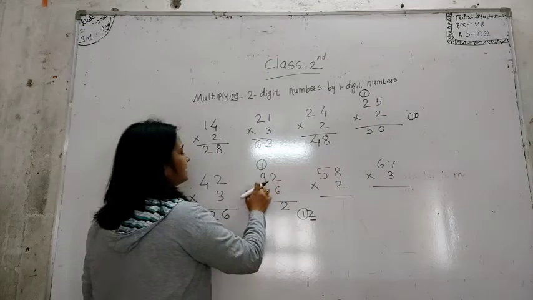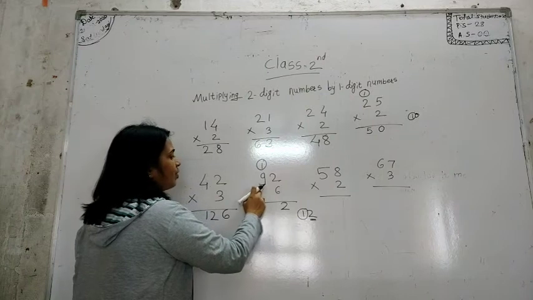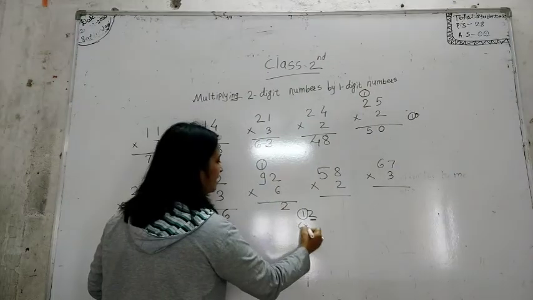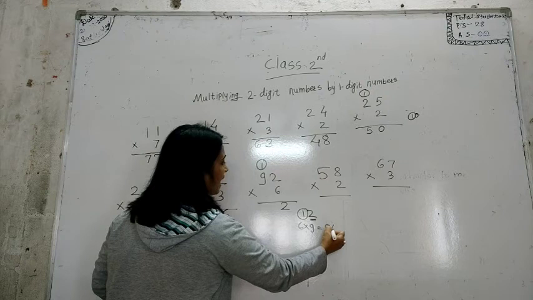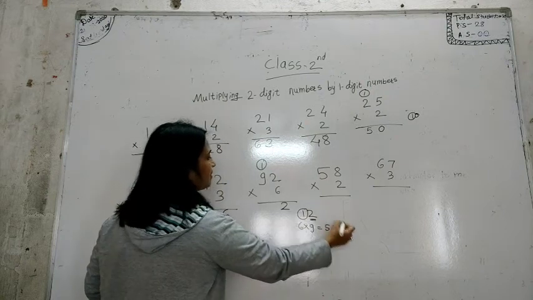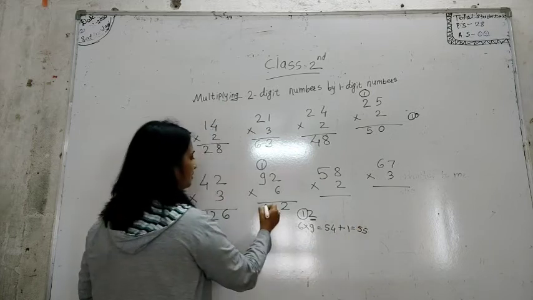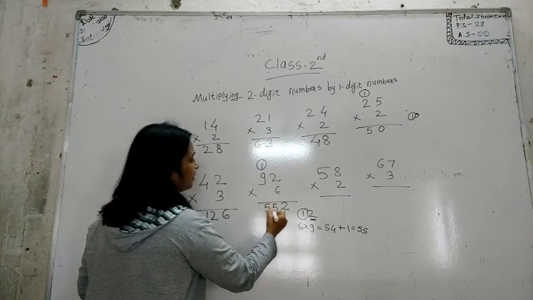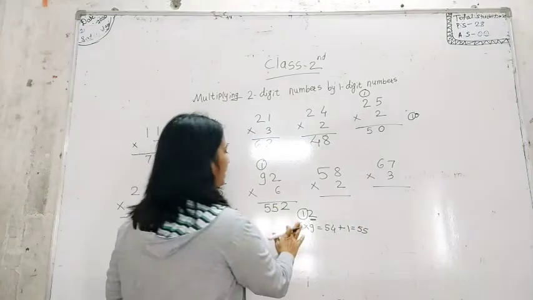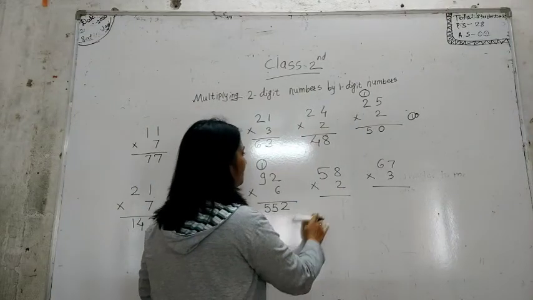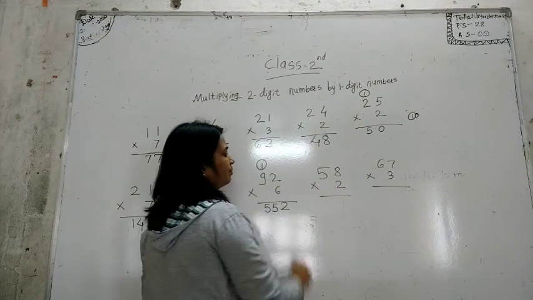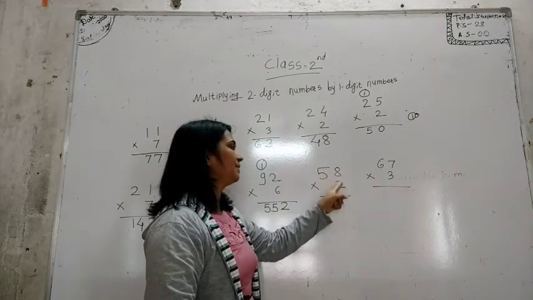So 6 9s are 54, and plus 1. This one we have to add. Then our answer is 55. So I write here 55. Now the next is 58 multiplied by 2. So first we have to multiply these two digits.